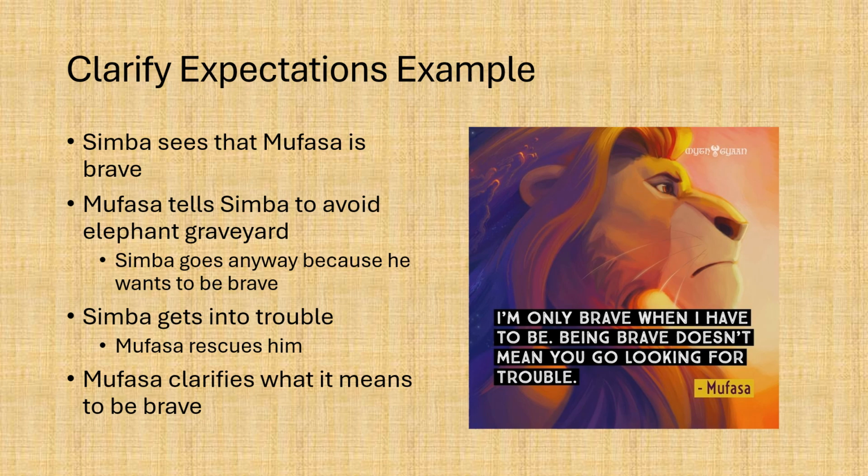And they realize that they're on two different pages, right? Simba thought being brave meant I'm gonna go pick a fight with people, whereas Mufasa's no, being brave just means when you have to, you don't just go picking fights. And they have that heart-to-heart moment and that clarifying moment of, oh, this is actually what it means. So that's an example of how to clarify expectations.